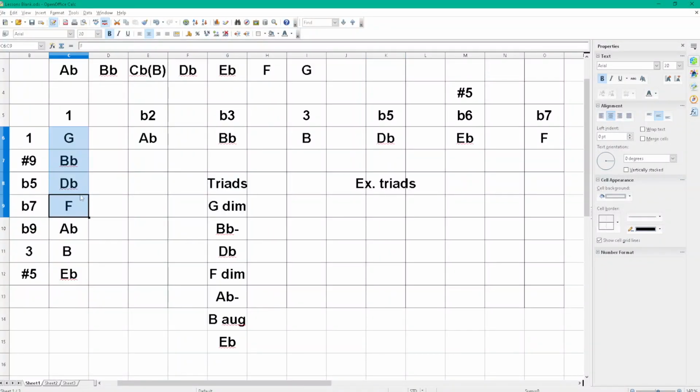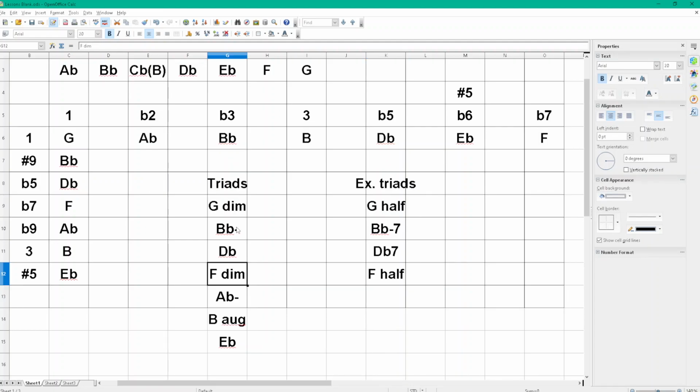So if I look now at 4 notes at a time, G, B flat, D flat, F obviously spells G half diminished. If we look at B flat, D flat, F, A flat, we are looking at B flat minor 7. And if we look at D flat, F, A flat, B, we look at D flat 7. F, A flat, B, E flat. Again, we are looking at half diminished. So you can see there is a lot of pairing we can do.